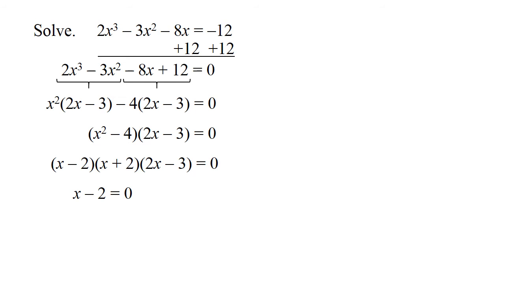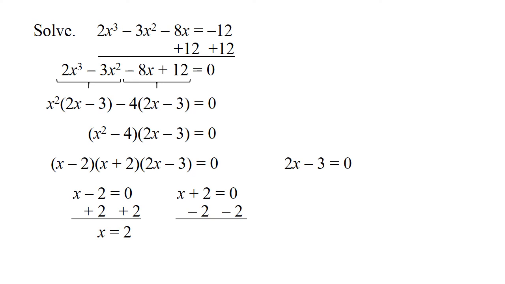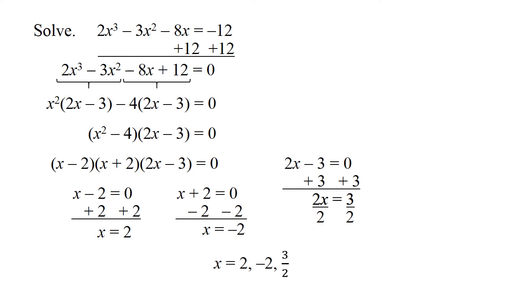And I'm going to set each of those equal to 0. x minus 2 equals 0, x plus 2 equals 0, and 2x minus 3 equals 0. I put it a little higher because I'm going to need a little bit more space here. And add 2, so one of my answers is 2, subtract 2, one of my answers is negative 2, and then I solve this: add the 3 over, get rid of the constant, and then get rid of the coefficient, divide both sides by 2, and get 3 halves. So my answers are 2, negative 2, and positive 3 halves.